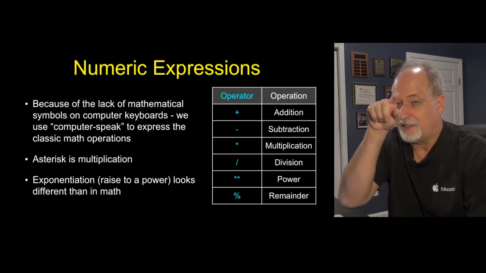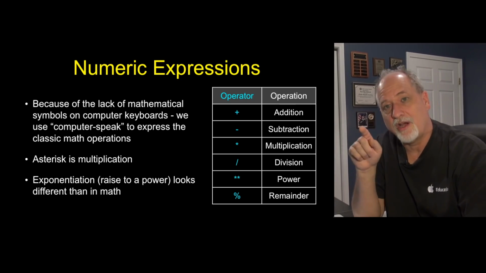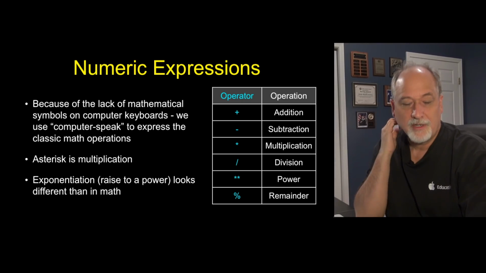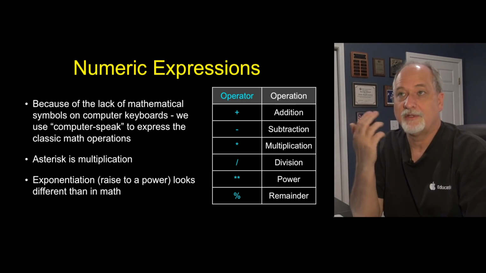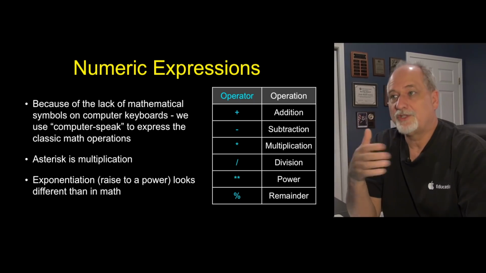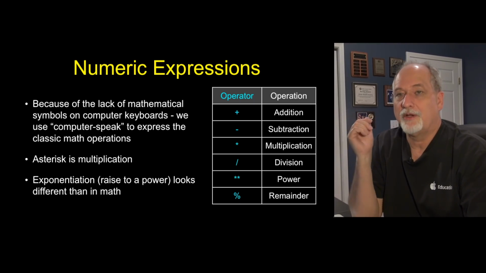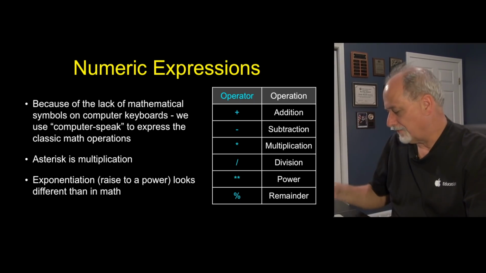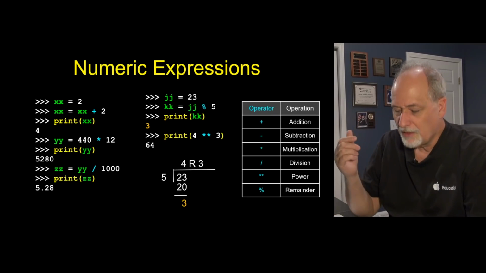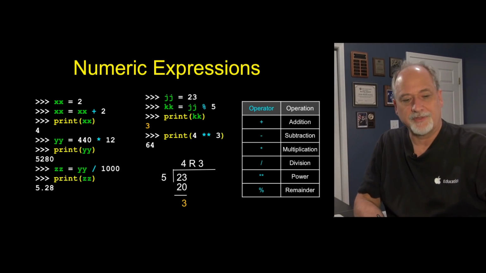Raising to the power, because it didn't have little characters back then, is star star, which is raising to the power. And then remainder. Remainder is when you do integer division, it's also called the modulo operator, it's the remainder, not the quotient. And I've got a picture of that coming up. So here's a whole series of little examples of this.